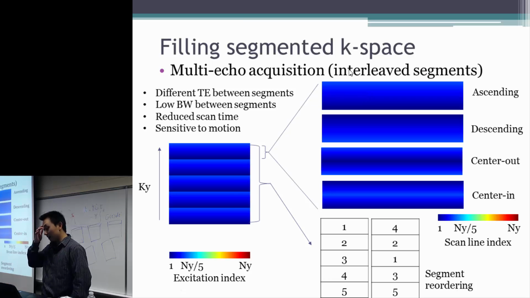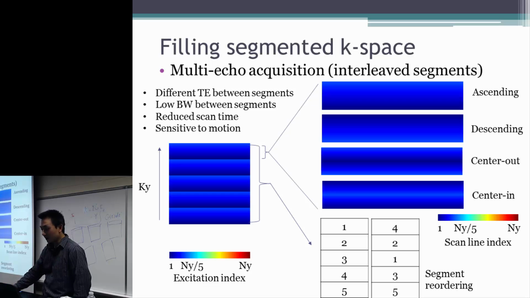So why do we call it an interleaved segment? For each excitation here, we collect 5 lines, and each line goes to one of these segments. So now we need a total of ny over 5 excitations. That means the data acquisition efficiency is improved by 5 times.